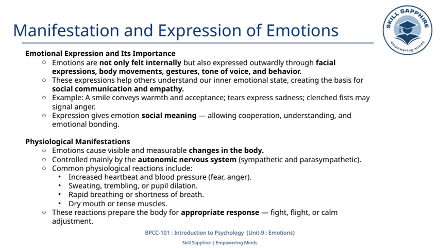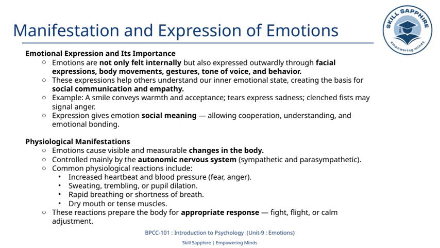For example, a warm smile often indicates friendliness and acceptance, while tears can express sadness. Clenched fists might signal anger. When we express emotions in these ways, it gives our feelings social meaning. This mutual understanding fosters cooperation, empathy, and emotional bonding among people.